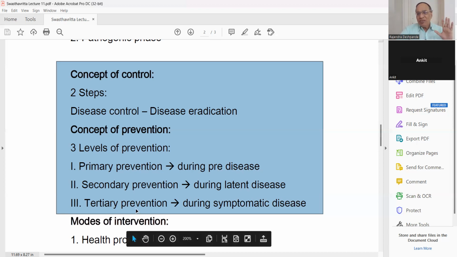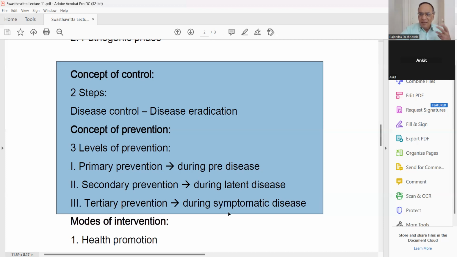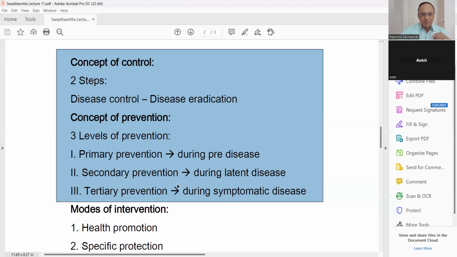And tertiary prevention, during the symptomatic stage. Now I have started a little bit of anorexia, a little bit of nausea sensation. Then I will add a little bit more medicines like Arogyavardhini and Kumari also together. Then I can try to control my symptoms as early as possible. So there are 3 stages: primary prevention, secondary prevention, and tertiary prevention.